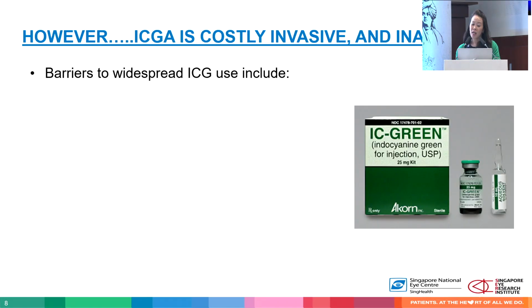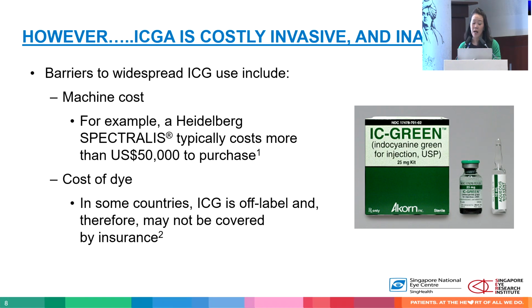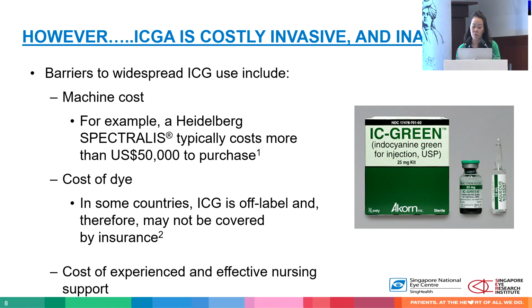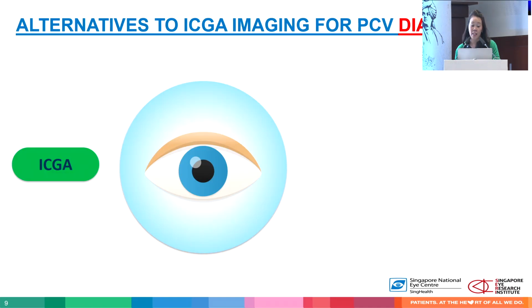But ICGA, of course, is costly, invasive, and a lot of places don't have it. There's an example like the Heidelberg Spectralis costs $50,000 to purchase. The cost of the dye is a lot. And of course, it's off-label in some countries. And ICG has some risks, which include cardiac arrest, and it needs a crash cart when you do ICGA.